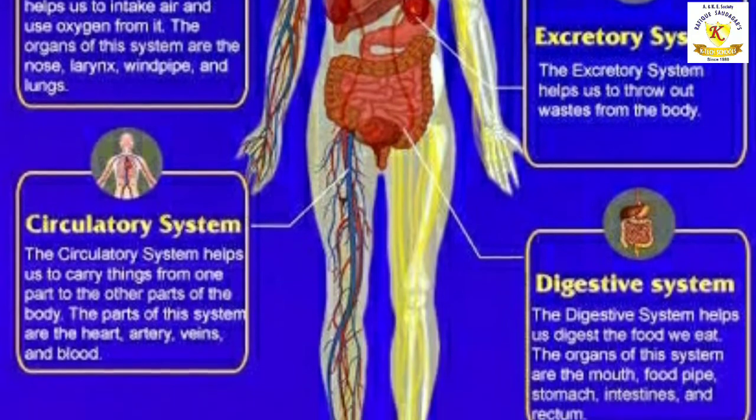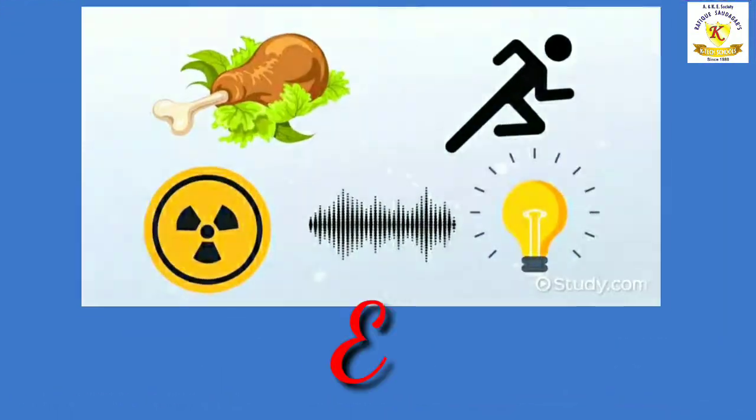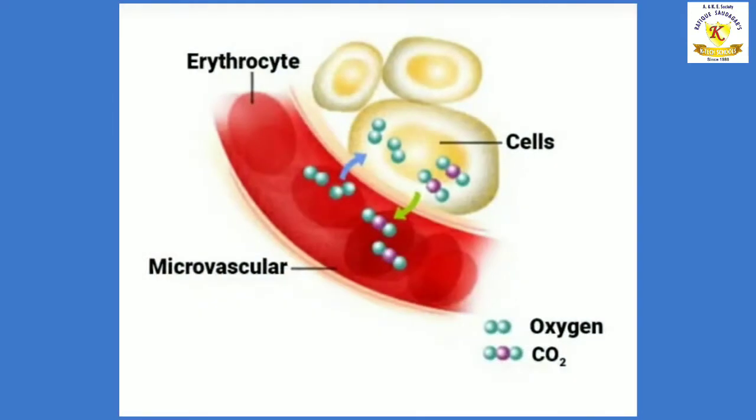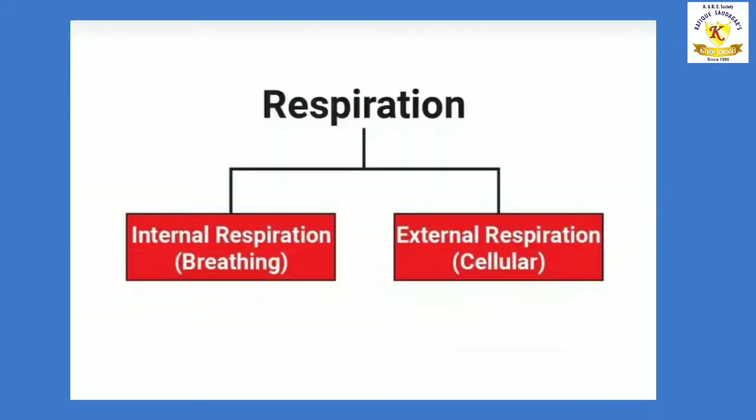Isn't it? Now children, energy is essential to operate all the life processes in the human body. Energy production occurs within the cells. Cells need the supply of soluble nutrients and oxygen for this purpose. This supply takes place with the help of the respiratory and circulatory systems. Now respiration is carried out by external respiration, that is breathing, and internal respiration, that is cellular respiration.